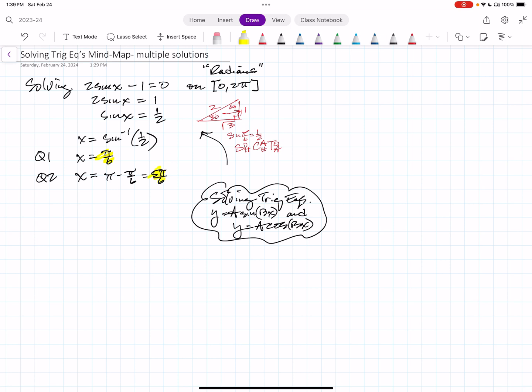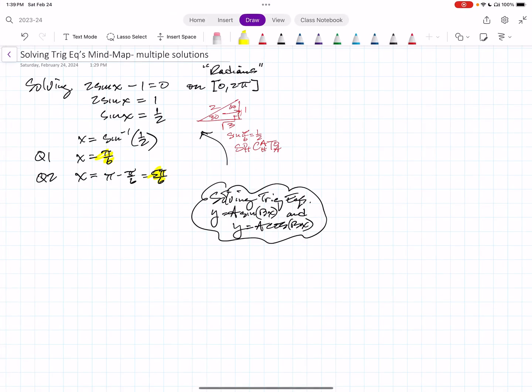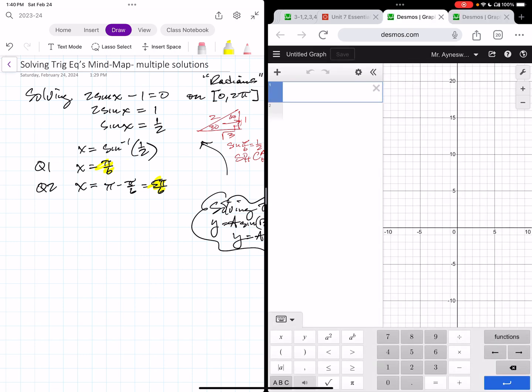That happens when you're just dealing with the parent function sine x. And remember, this is just a sine function cut by a horizontal line at 1/2, and the horizontal line at 1/2 just hits the sine function at 2 different points, at pi/6 and 5 pi/6. In fact, that reminds me, let's just do a little check. When you're doing this on your own, as we do a lot in class, Desmos is your best friend when it comes to checking.